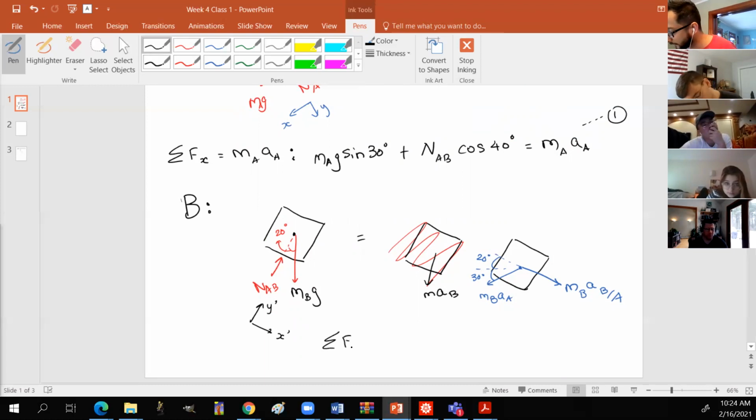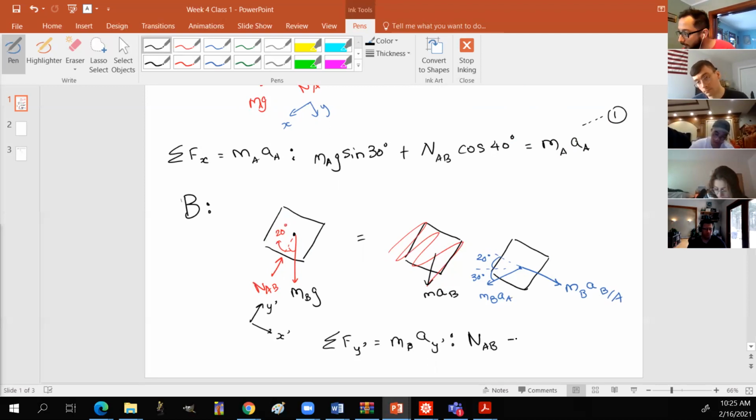Then we look at the sum of forces in this Y prime direction, which is going to equal M_B times whatever acceleration you get. You'll have to take the components of the accelerations here, but you'll be smart. You'll only have a component of A_A because you defined your coordinate system in a smart way, right? So if you write those equations out, in the positive y prime direction, you've got N_AB, right? And in the negative direction, you'll have the component of M_B G. So M_B G, and will it be cosine? Yep, cosine of 20 degrees, right?